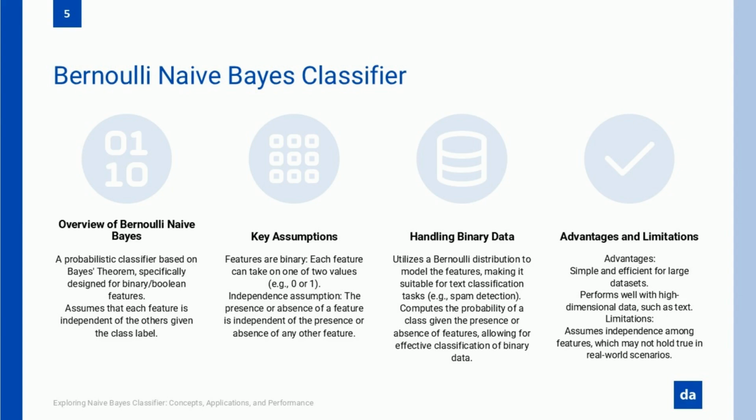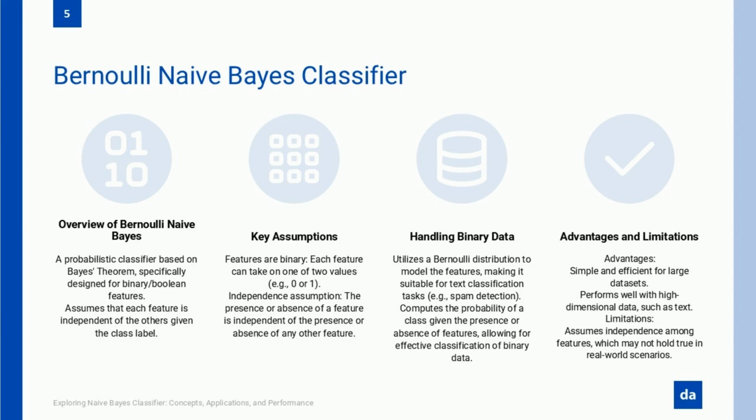The Bernoulli naive Bayes classifier operates under a few key assumptions. First, each feature, whether it's the presence of a word, a tag, or another binary characteristic, is considered independent of the others given the class label. For example, it assumes that the word offer being present in an email doesn't influence whether prize is also present. This independence assumption simplifies the computations while still delivering impressive accuracy in many tasks.